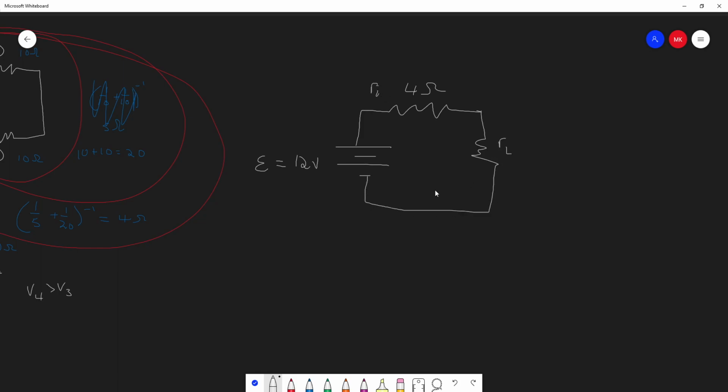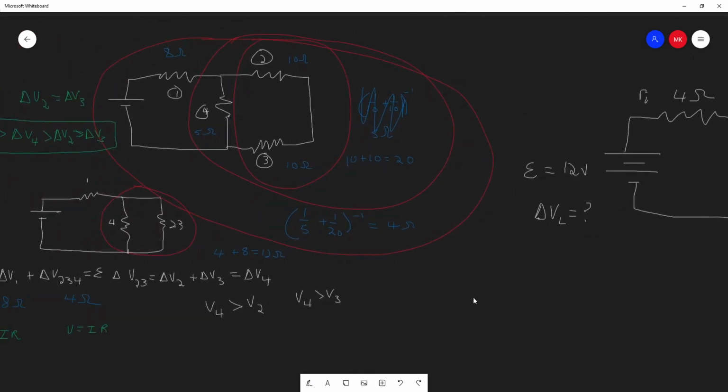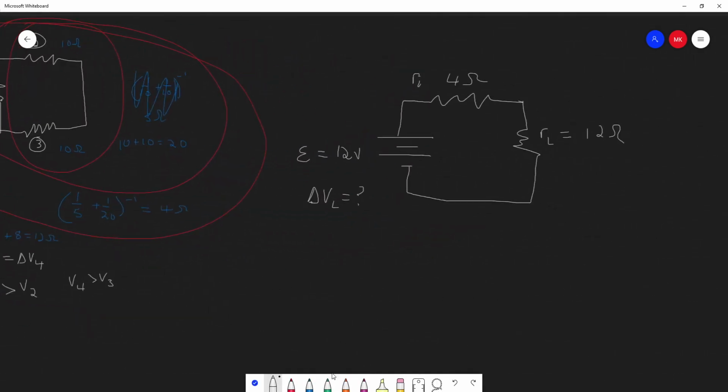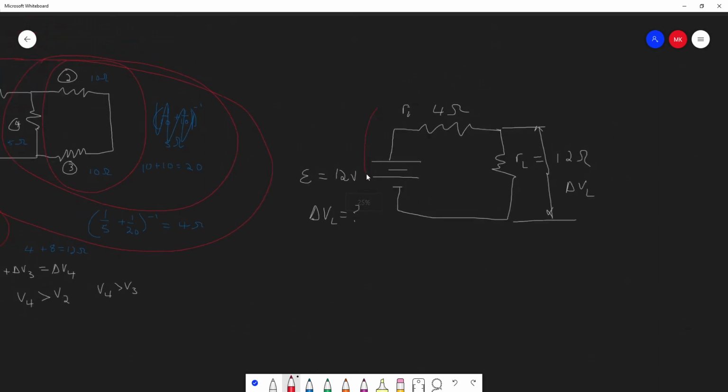We want to know the voltage drop across the terminals when this load resistance is here. Well, we got our load resistance to be 12 ohms, right? We look over here, 12 ohms. We want to find this delta VL. Delta VL is the voltage drop across our resistor. And why is that the case? Because this internal resistance is technically part of the battery.